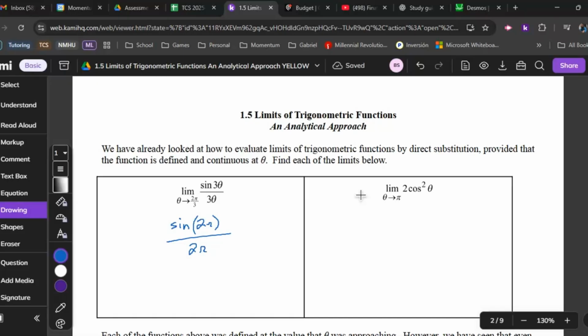Okay, so then what? What is the sine of 2 pi? Unit circle. It is 0. So therefore I get 0 over 2 pi. What's 0 divided by anything? 0. There's my answer. Just 0. All right, over here, is there any way to make a trigonometric function undefined? No. So therefore I can just plug it in.